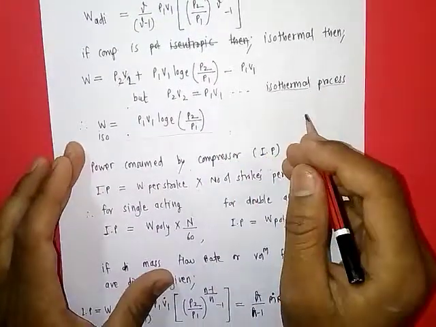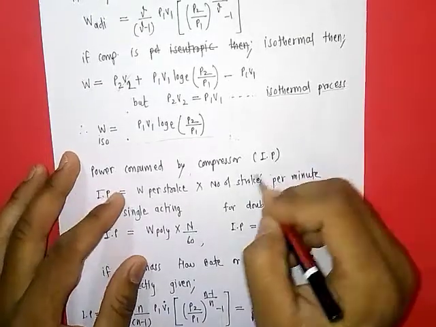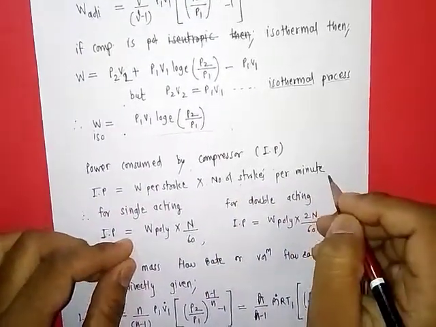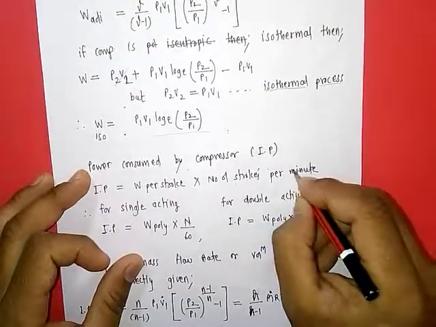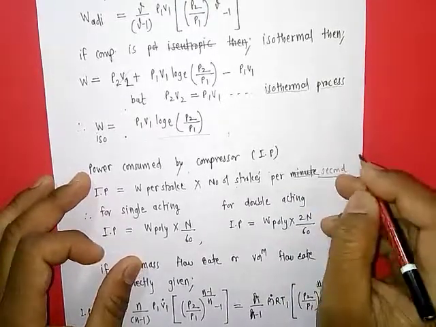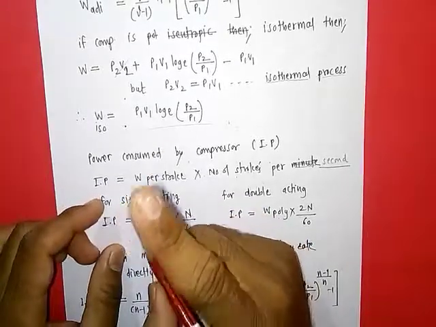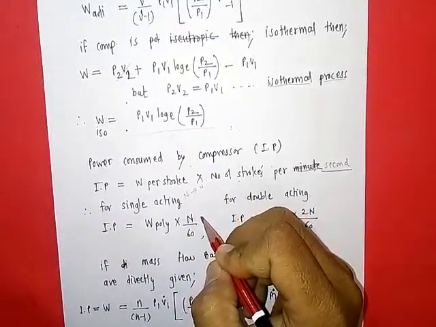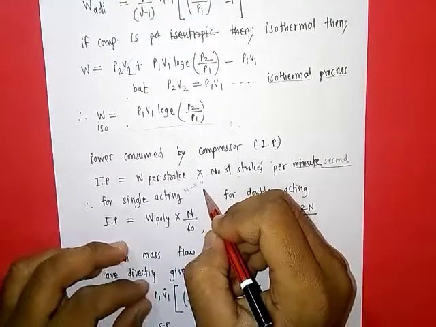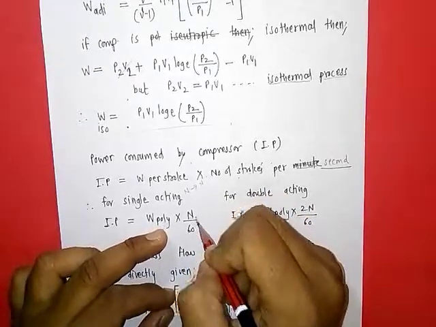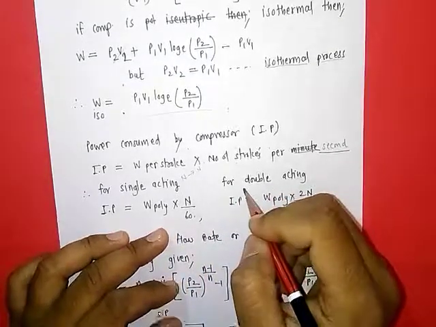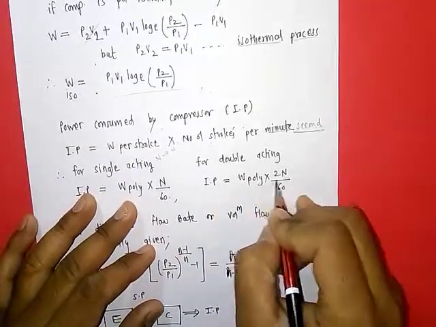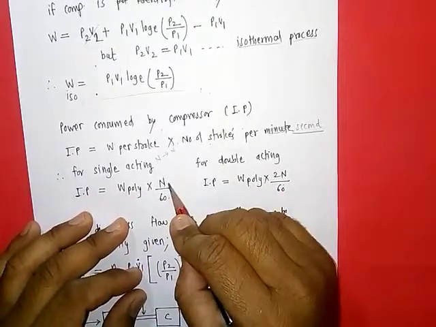So this is the work done per stroke. Now what is the power consumed by the compressor? That is nothing but indicated power. Indicated power is work done per second, so it is work done per stroke into number of strokes per second. For single acting, when there is one stroke there is only one compression, and if there are n strokes there will be n compression cycles. So indicated power is polytropic work into n/60. For double acting, when there are n strokes then there will be 2n compression cycles, so indicated power is 2n/60. Here n is the rpm of the compressor.